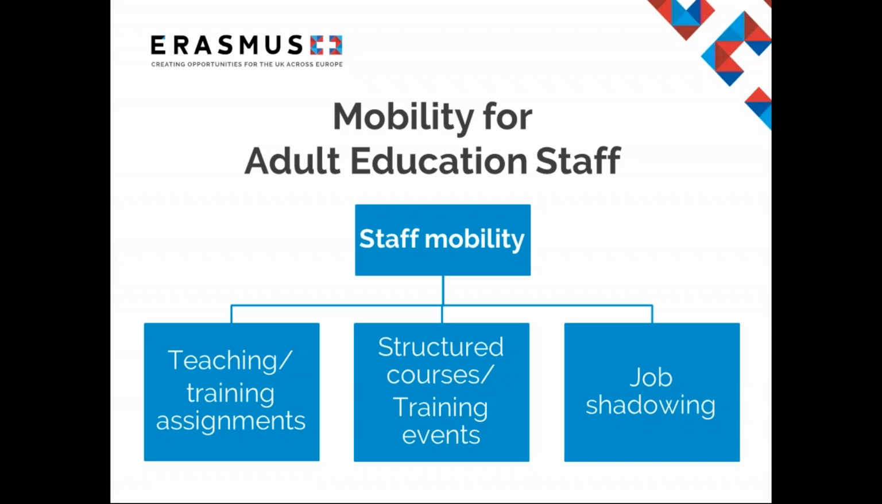The duration of the period abroad must be from 2 days to 2 months, excluding travel time, and the days must be consecutive. Staff must be based in the UK and must undertake their mobility in an eligible organization based in another program country.